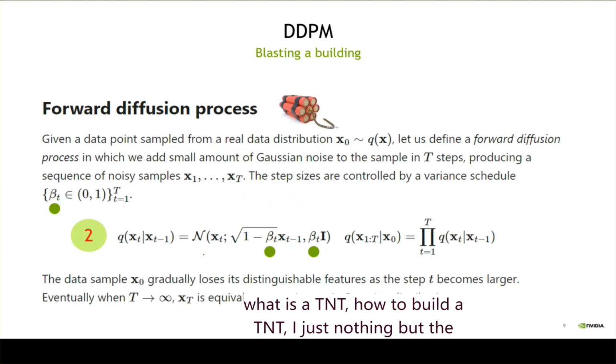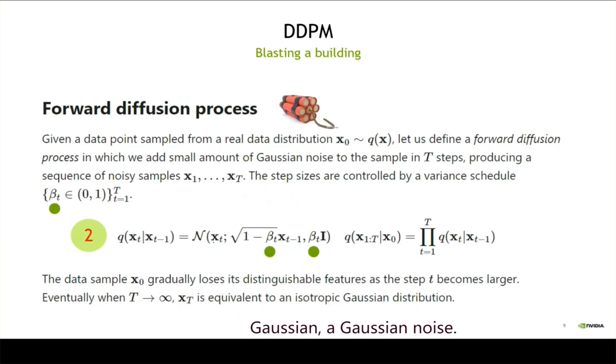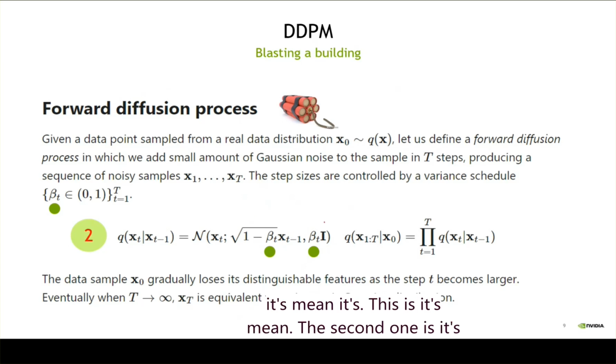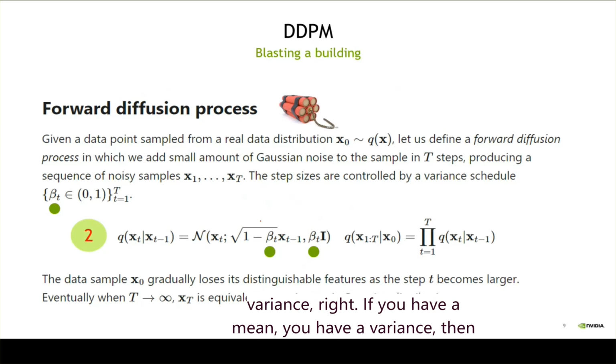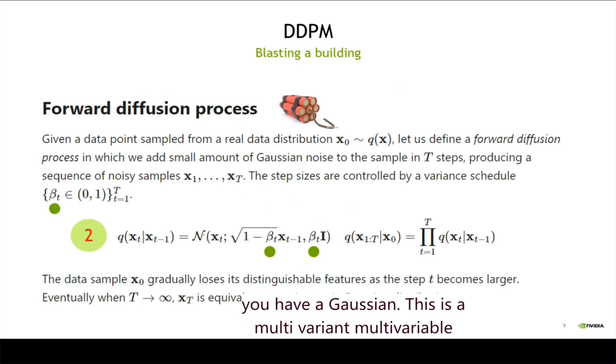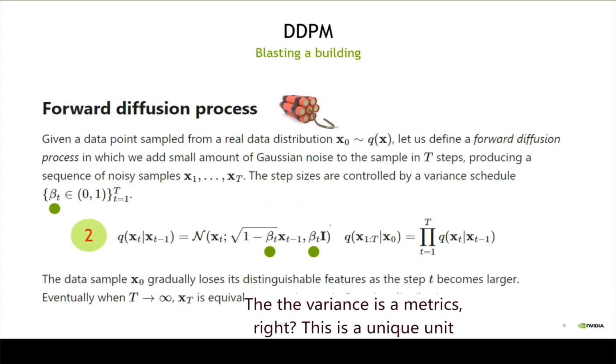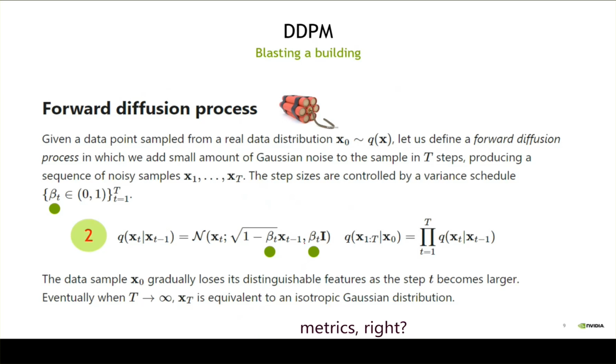It's nothing but a Gaussian noise. A Gaussian noise needs two things. The first one is its mean. The second one is its variance, right? If you have a mean and a variance, then you have a Gaussian. This is a multivariable Gaussian. So basically, this is a vector. The mean is a vector. The variance is a matrix, right? This is a unit matrix, right?